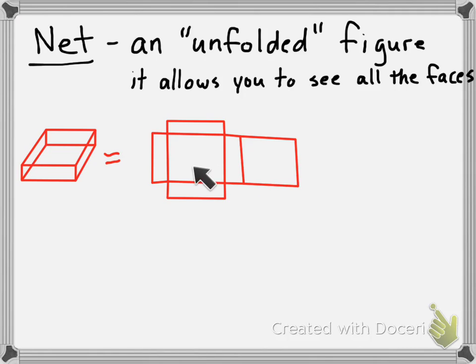You can see that I have 6 rectangles. The top and the bottom are the same size. The left and the right are the same size. The front and the back are the same size. So I could find the area of these 6 faces pretty easily from here. And then I could add them together and get the surface area.